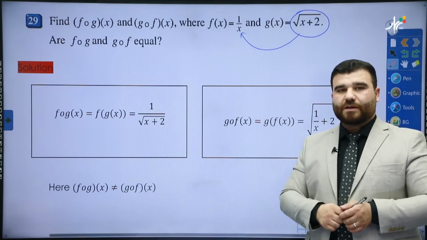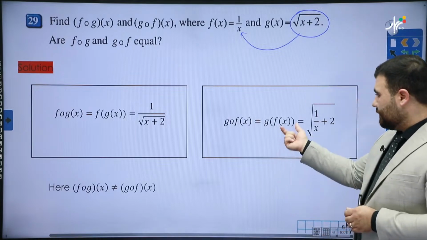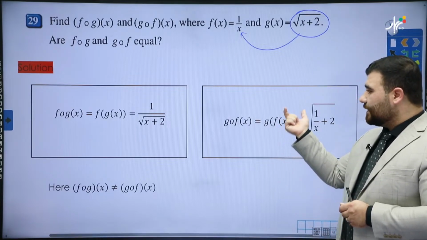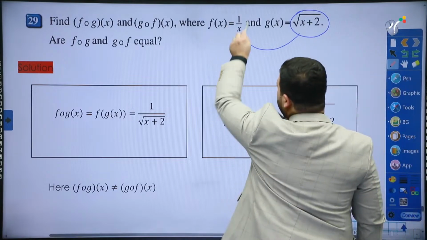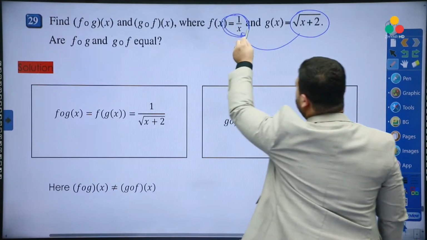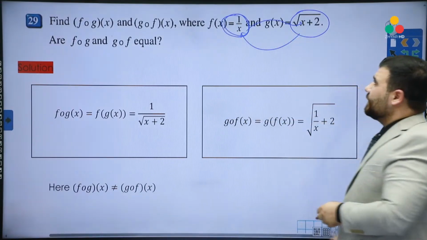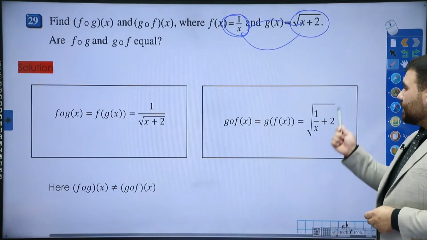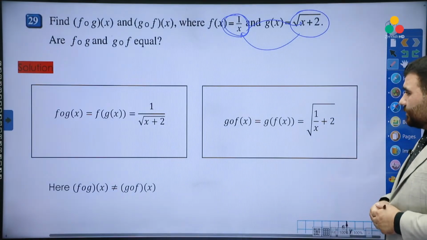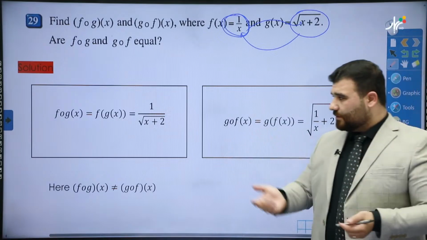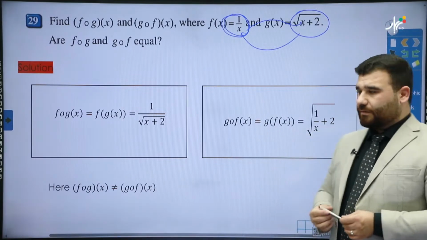This time we need to find g of f. g of f means put the function f completely in place of x in g. This time in this part I'm going to put function f, which is 1 over x, in place of x in g. That looks like square root of 1 over x in place of x plus 2. Then are they equal? Obviously they are not equal.